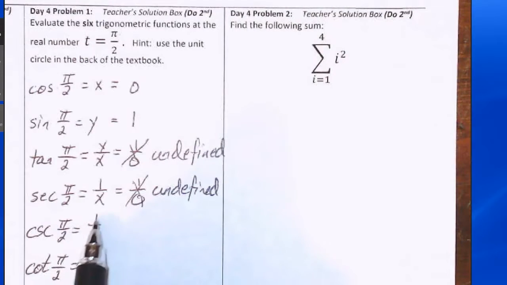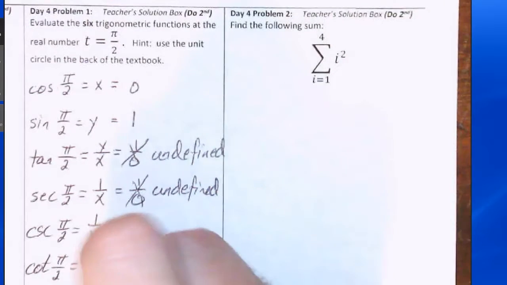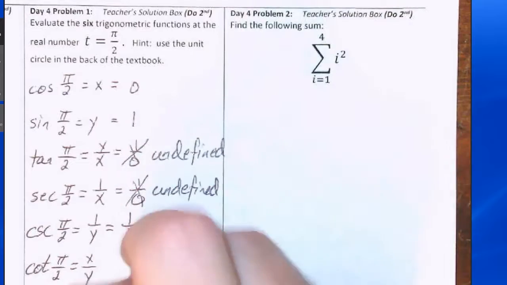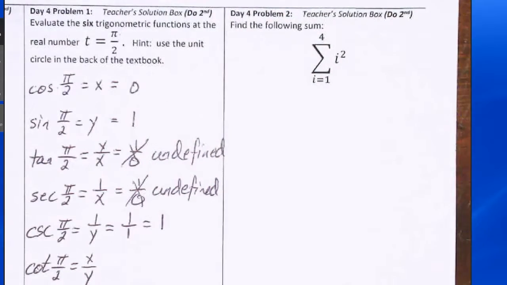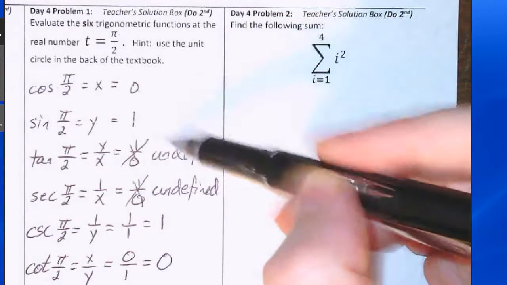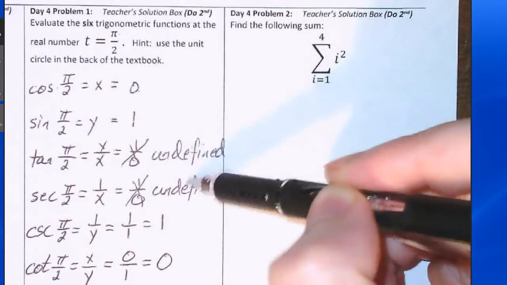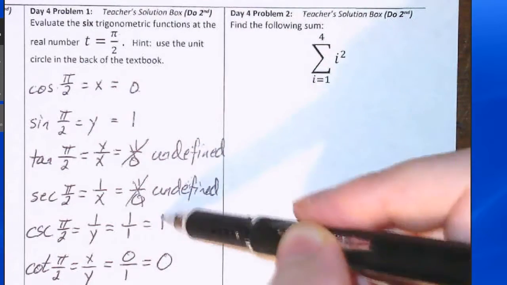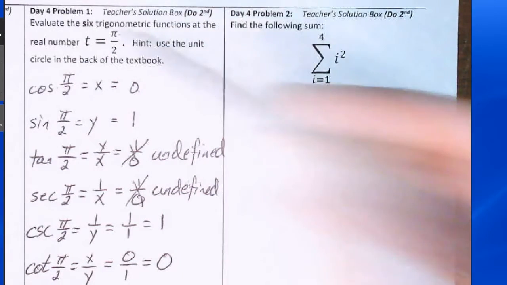For cosecant, we're going to do 1 divided by y. So 1 over 1, and that equals 1. And for cotangent, we'll do x over y. 0 over 1, and that simplifies to 0. So here are our 6 trig values, although in these two cases there is no value for this question.